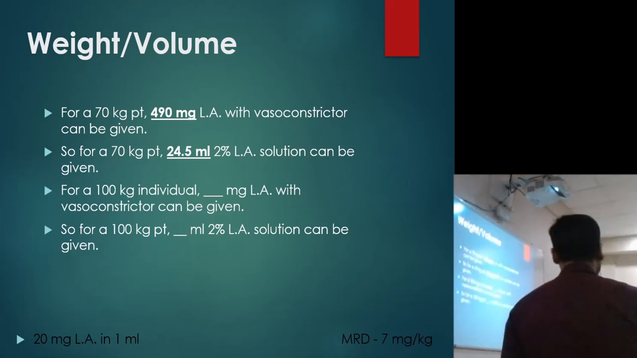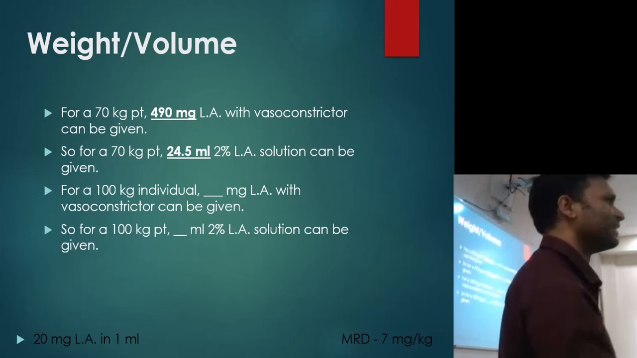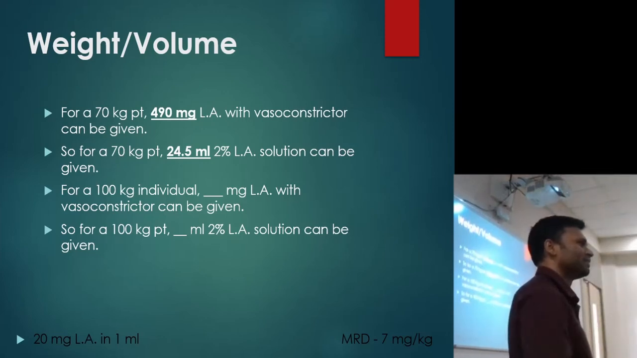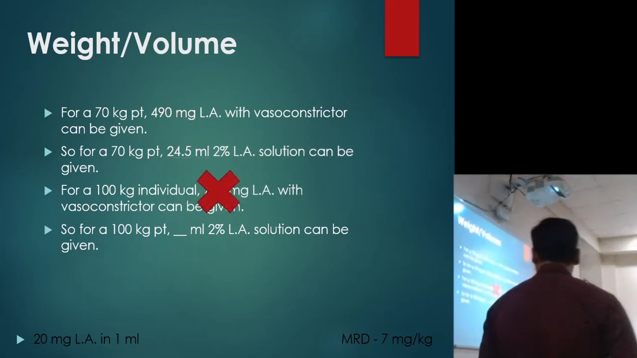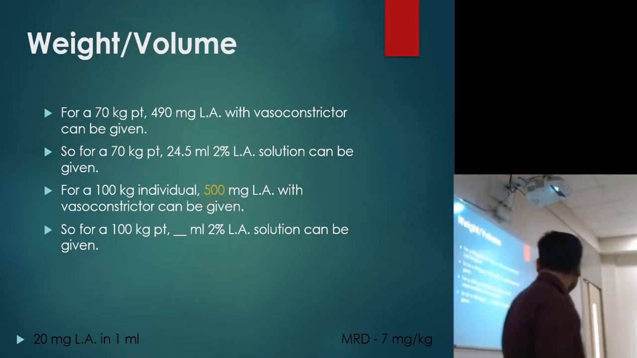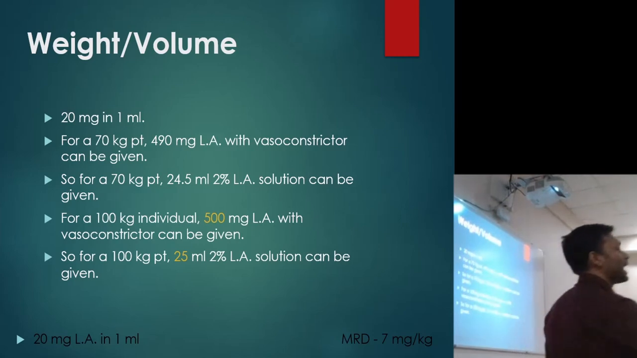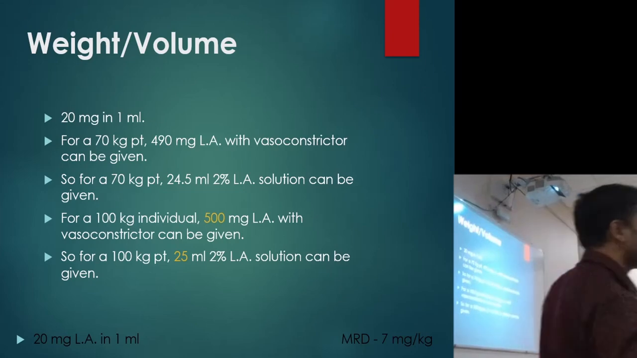500 mg is maximum, right? अब उसको डिवाइड करो 20 से, कितना आएगा? 25. Okay? So 700 was a wrong answer, of course. Good, आप लोगों को याद रहा. And maximum we can give 25 ml. Okay, so for a 100 kg individual, the absolute maximum we can give is 500 mg, and 500 को 20 से divide करेंगे, we get the ml.